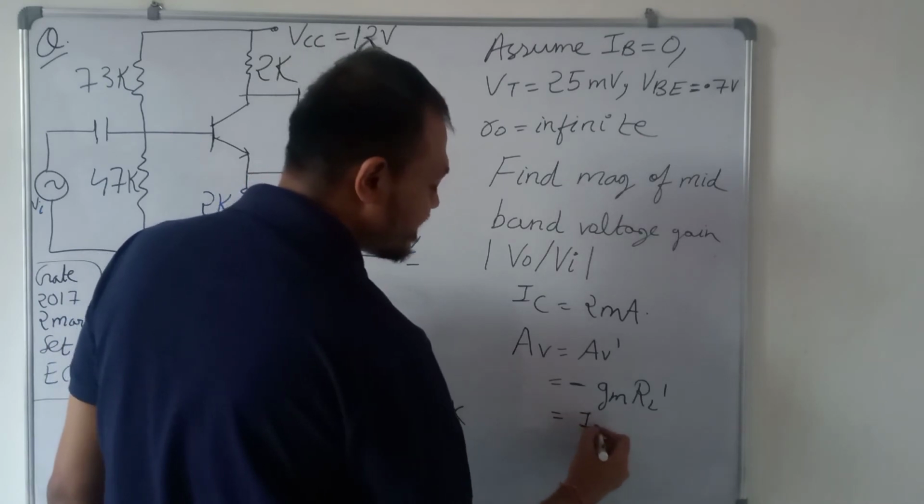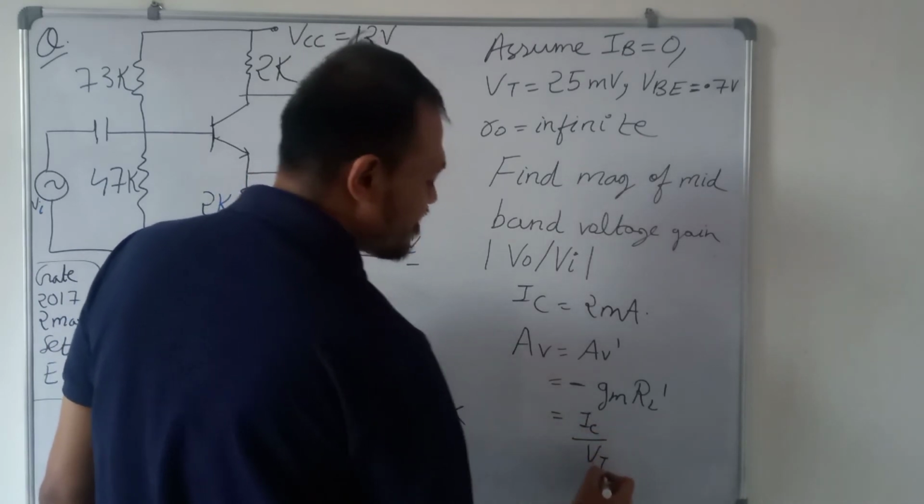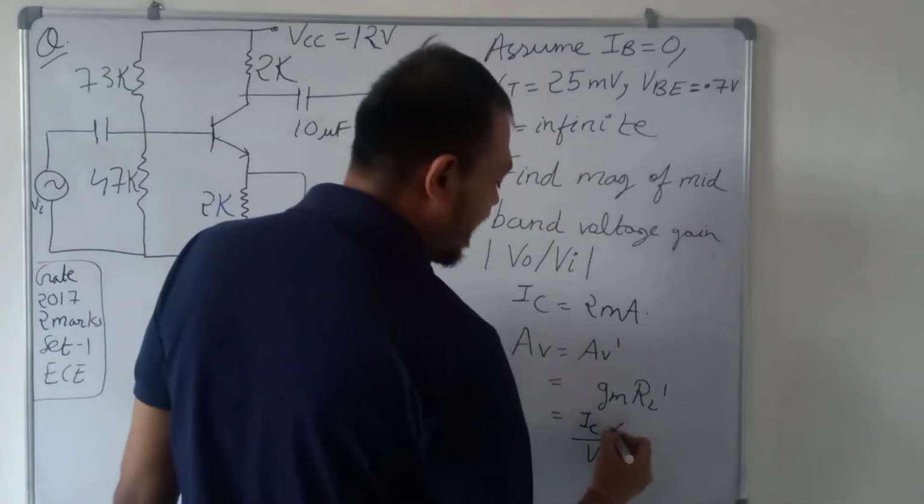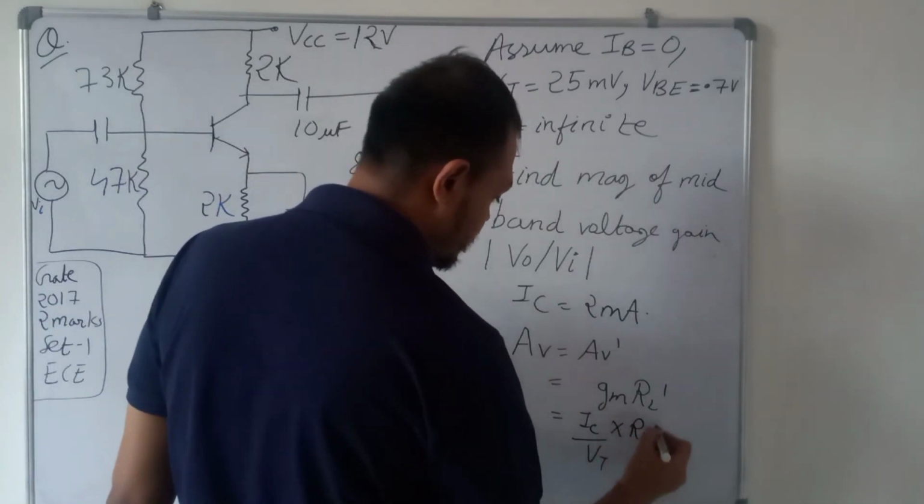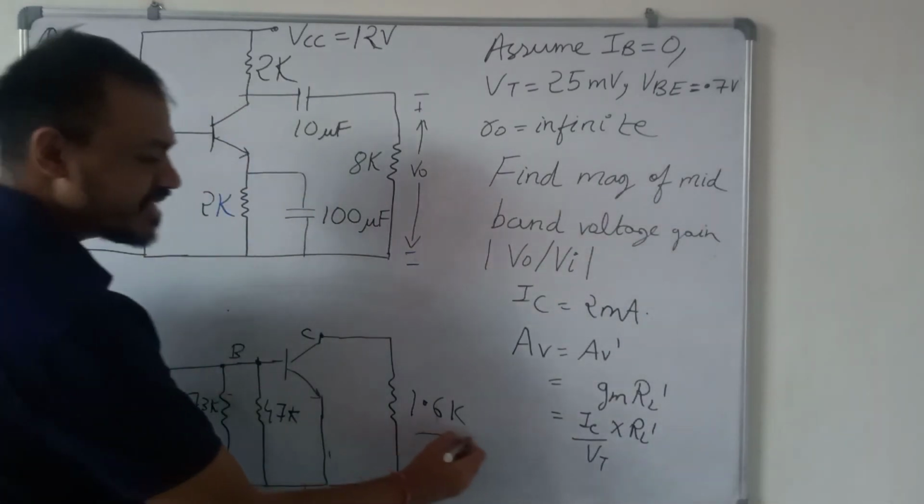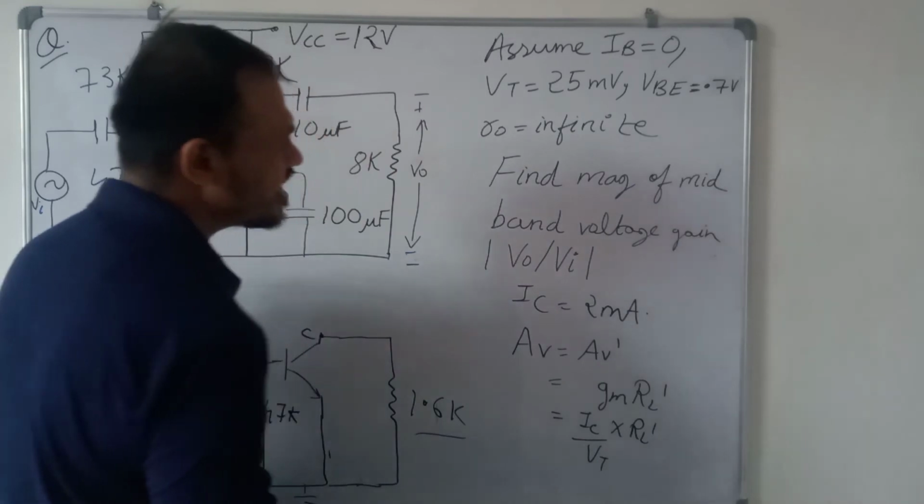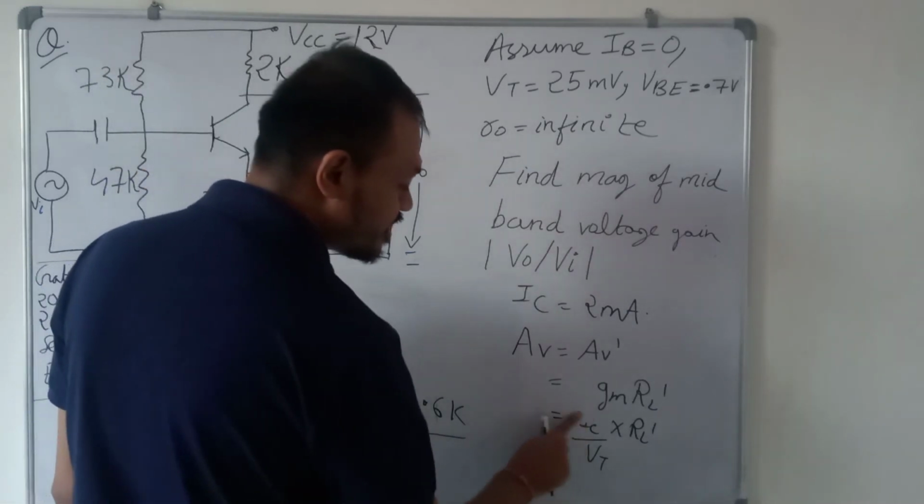RL dash. So AV will be equal to AV dash, which is equal to minus GM into RL dash, and the value of GM is IC upon VT, and we have to find the magnitude, so I am ignoring the negative sign, into RL dash, and RL dash is equal to 1.6K. The value of IC we have found out to be 2 milliampere. The value of VT is given as 25 millivolt. So I am substituting the values.